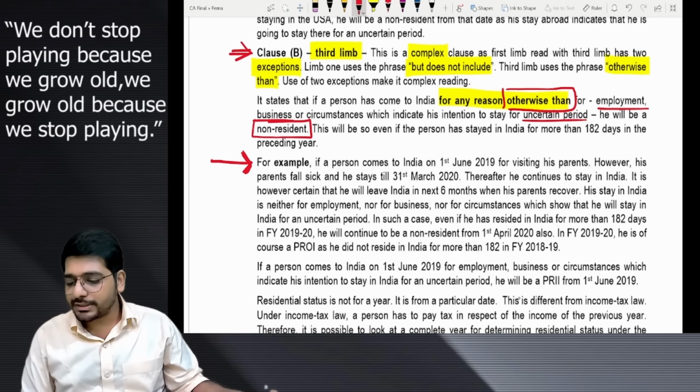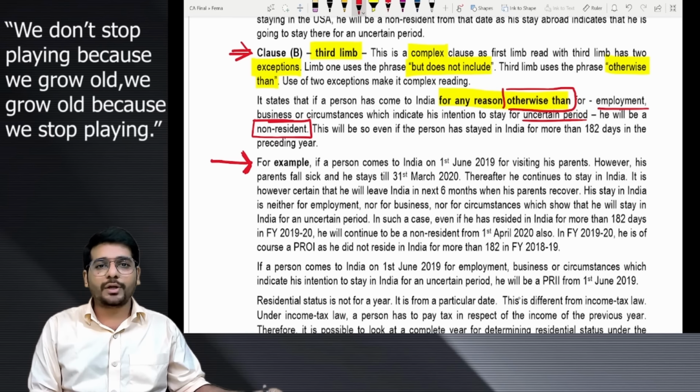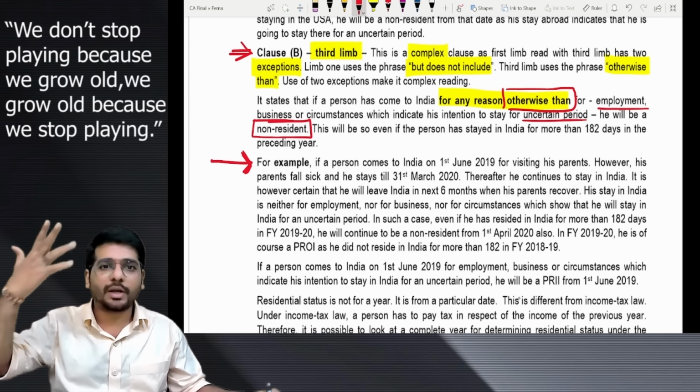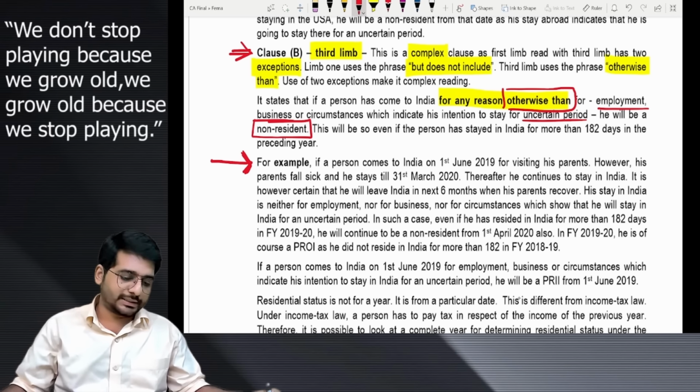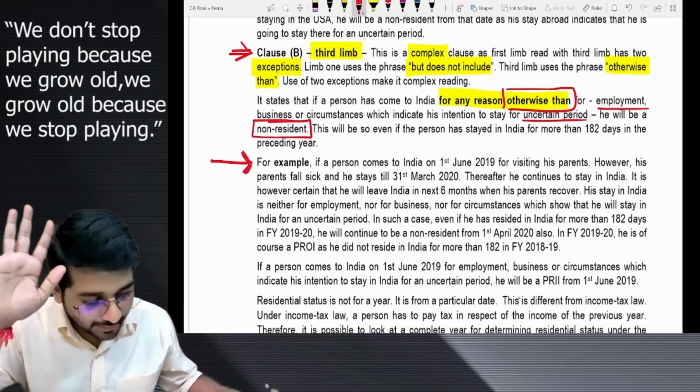You talk about Mr. X. Did he come to India? Yes, sir. Did he come to India for any purpose otherwise than employment or business or an uncertain period? Yes, sir. He will be treated as a non-resident only. He will be treated as a non-resident only.